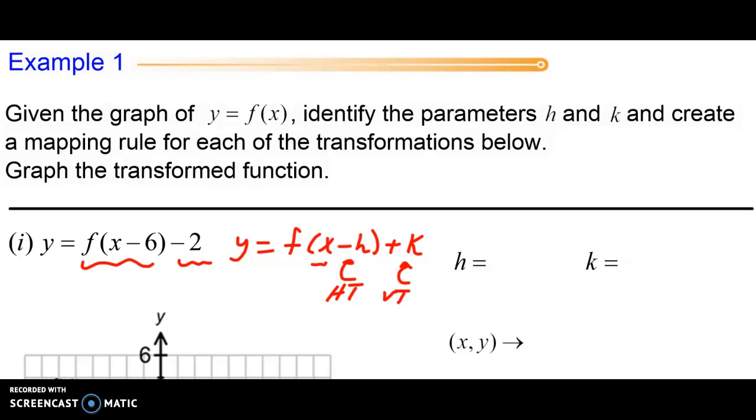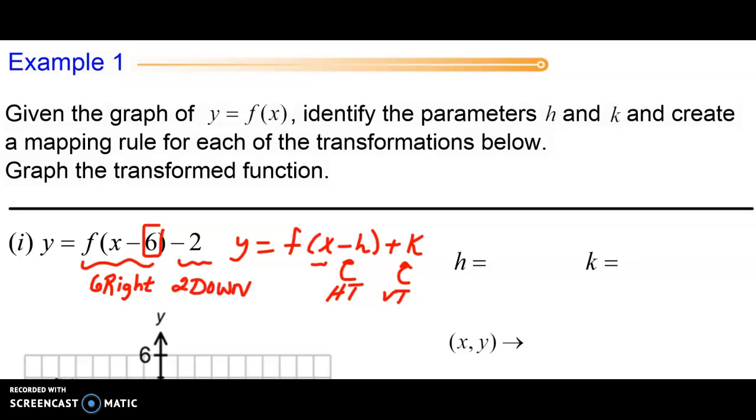So in this situation, x subtract a number, the number is 6, which tells us that it's a positive. So this function will shift 6 to the right. If you have a subtract 2, think about that as adding a negative 2. So this would shift 2 down.